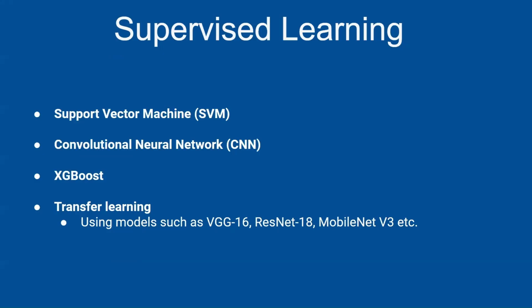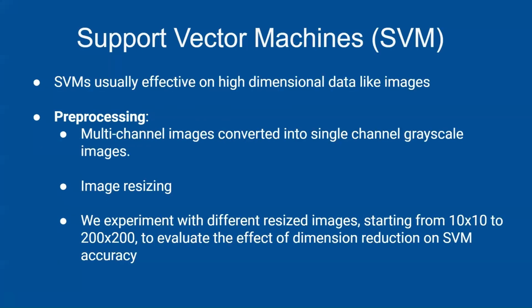We use supervised learning approaches to classify the brain tumors dataset. We use techniques such as SVM, CNN, XGBoost, and transfer learning techniques. First, we use support vector machines. SVMs are very effective on high-dimensional data like images. We perform two pre-processing steps to apply SVM.